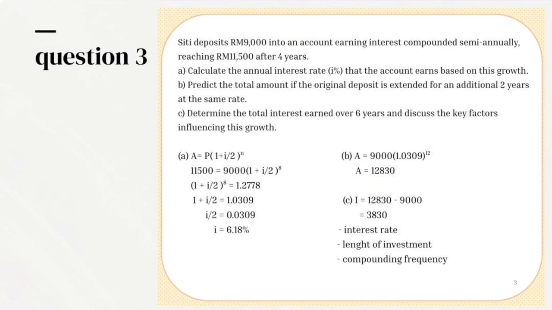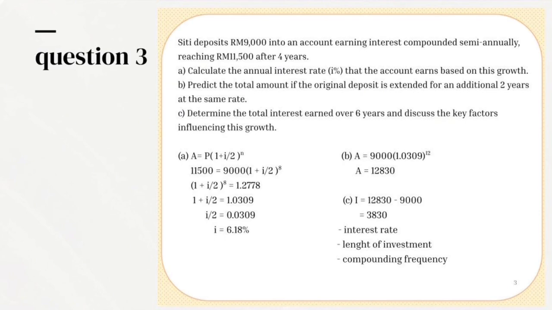Given principal equals 9,000, future value after 4 years equals 11,500, interest is compounded semi-annually, which is m equals 2, and total periods after 4 years, which is n equals 8. Future value formula: future value equals P(1 + i/m)^n. n is m times t, where i is the annual nominal interest rate, m equals 2, t equals 4. Insert the information into the formula. We got i equals 6.18%.